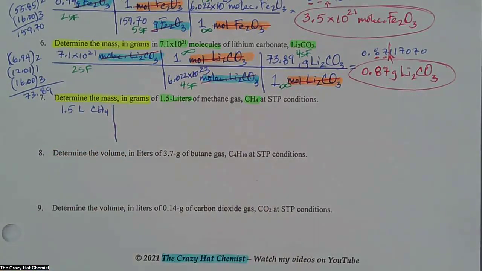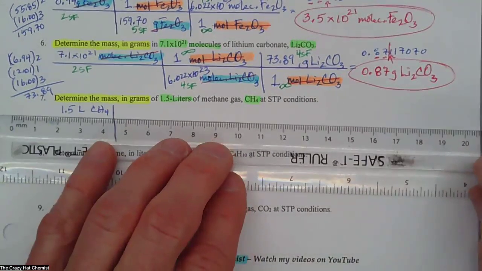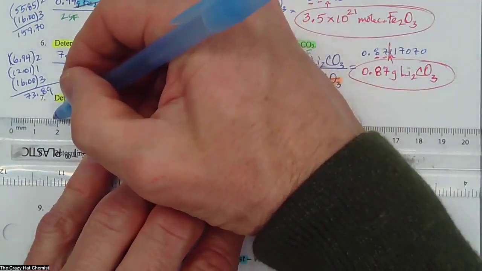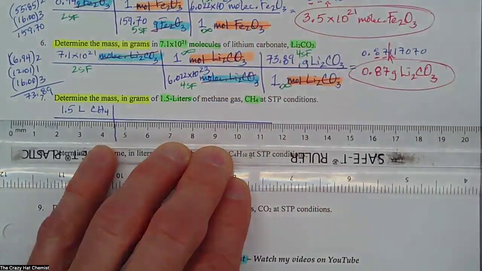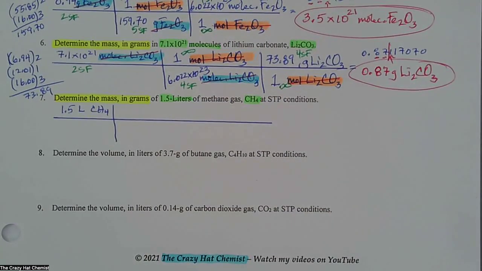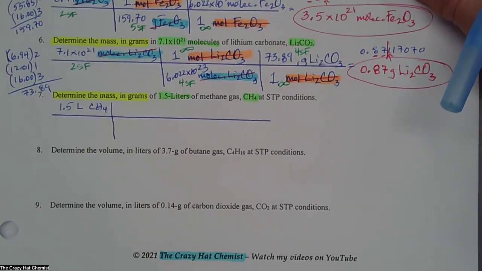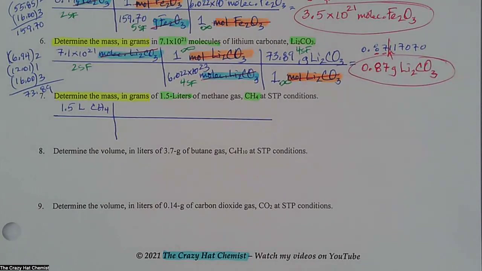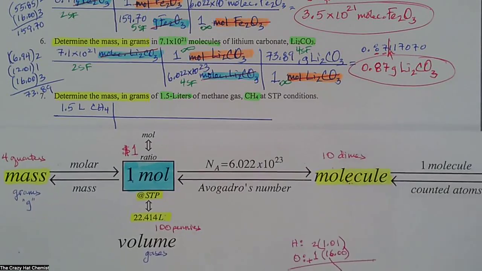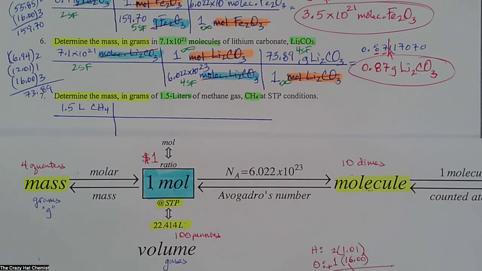Vertical stop and a horizontal line between this and the next set of terms. We're just going to keep on going with this. We love it. All right, now what we're doing here is a little bit different than what we have been doing on the previous problems here. We're going to get mass in grams, and we have liters. So we're going to look at our flow chart here.